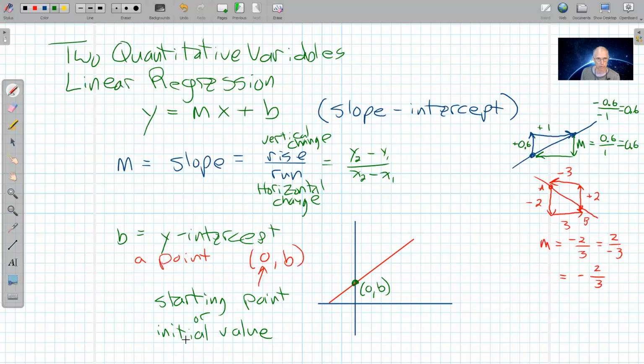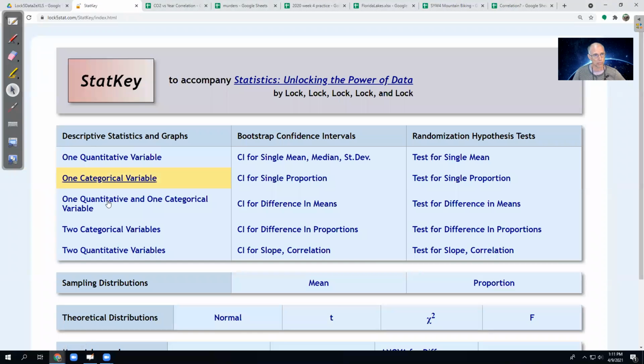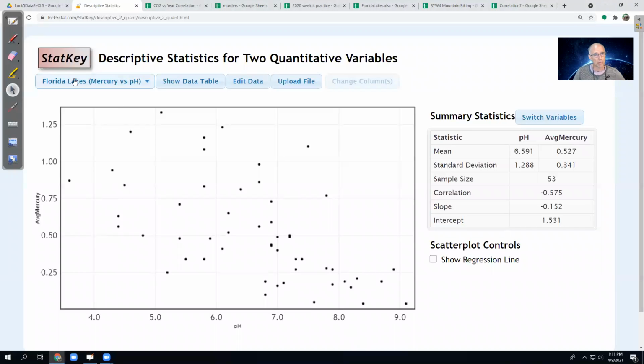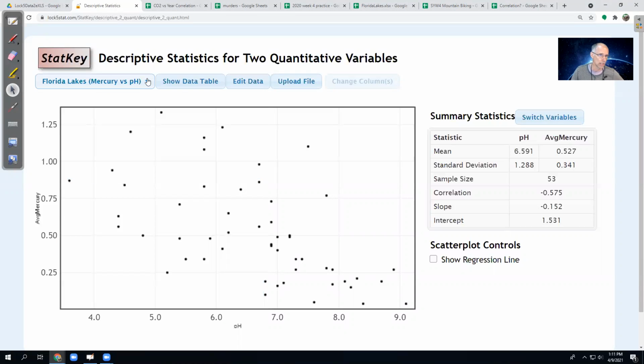For most examples, we're just going to have a computer find the equation of the line for us, which means it's going to tell us what m and b are. So let's first take a look at StatKey, an example of this. StatKey is a website that accompanies our book. From the StatKey homepage, I'm looking at two quantitative variables right now. The first example on their list is Florida Lakes mercury versus pH. I explained in a previous video what it meant.